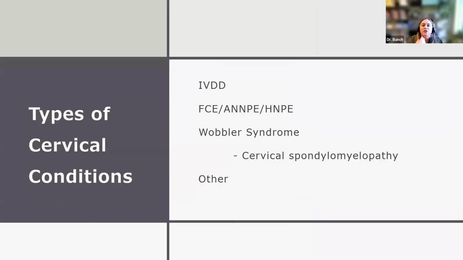So what kind of cervical conditions do we see? When we think of the spine, we think of intervertebral disc disease as being the most common, and we definitely can see that in the cervical spine. But then we also have these non-surgical, generally non-compressive lesions that we'll go into in a little more detail and description: FCE, ANNPE, and HNPE. Of course, our wobblers, right? So our cervical spondylomyelopathies. And then we have this other category that kind of lumps the others. But the top three categories are our most common that we think of.